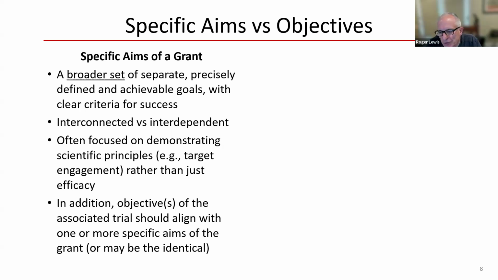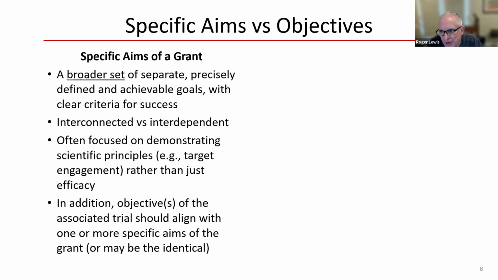So if you go back to the concept that a grant is intended to get money, then you're asking someone to use their scarce resources to support your scientific program, and you want to show them that you have a set of very well considered steps or components that build up this entire program that they are investing in. It is generally a broader set, and what I mean by broader is broader relative to the objectives that I'll show in a second.